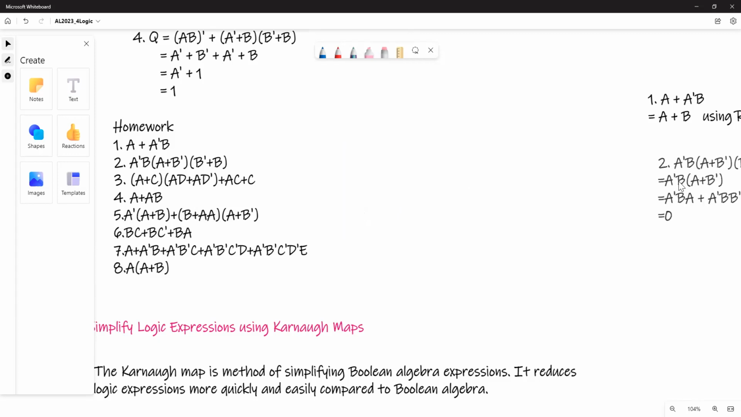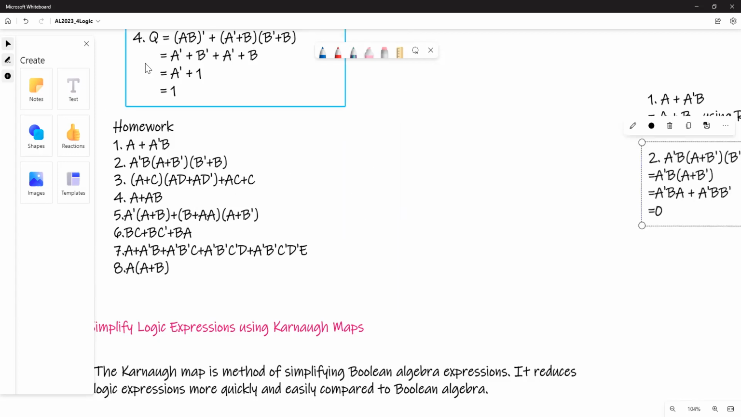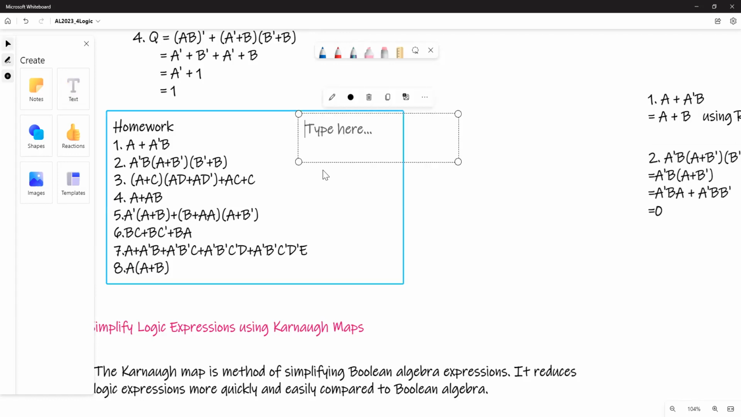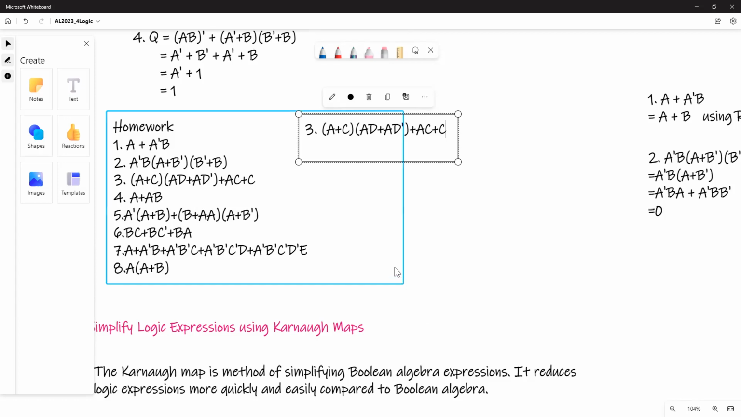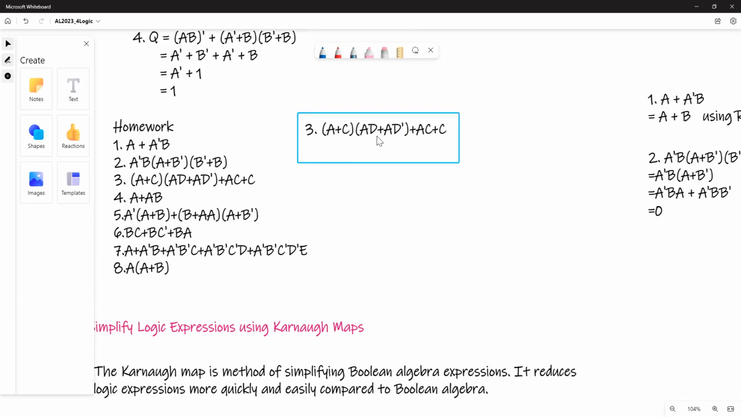Let's discuss the third one. The third one, what we have is a plus c into a d plus a d bar plus ac plus c. So one thing you need to know is that this is one single term, this is multiplication and this is addition, right? So there could be multiple ways. If you're getting the same answer, that's enough.